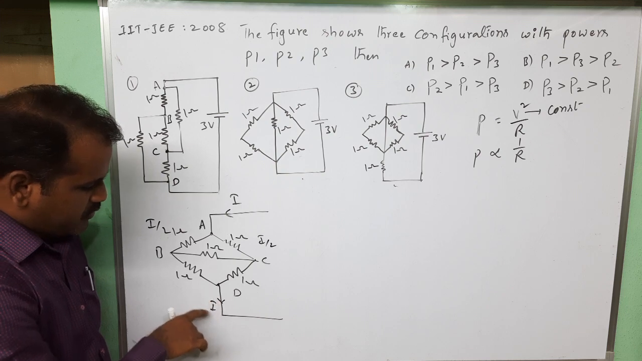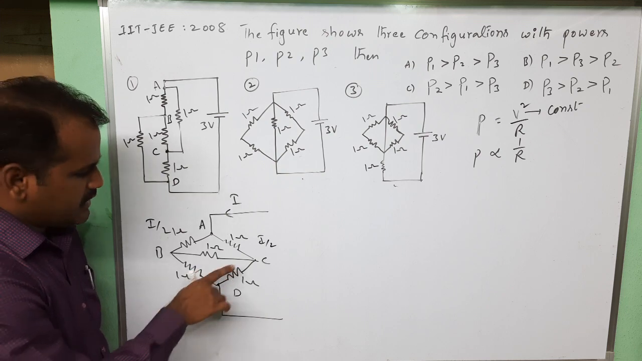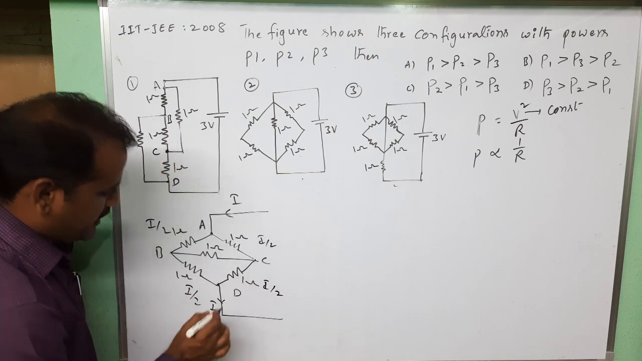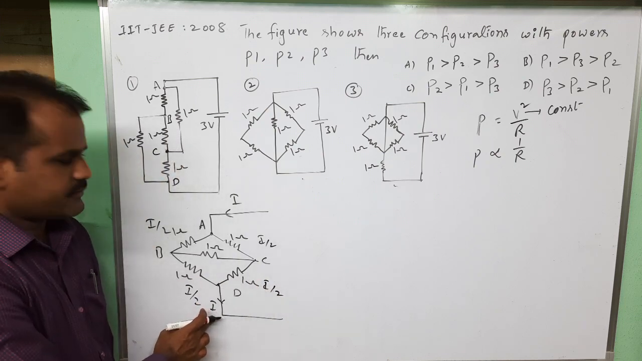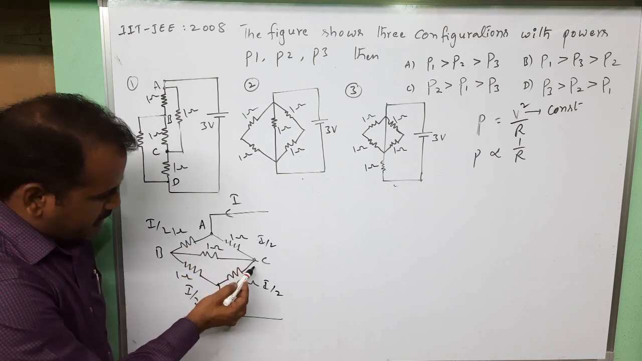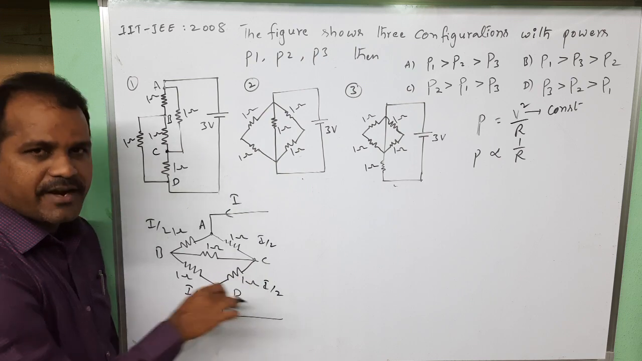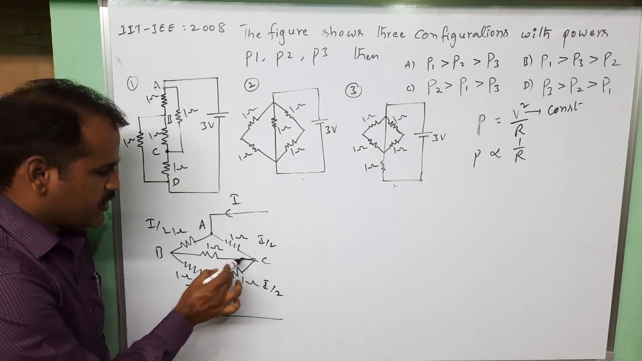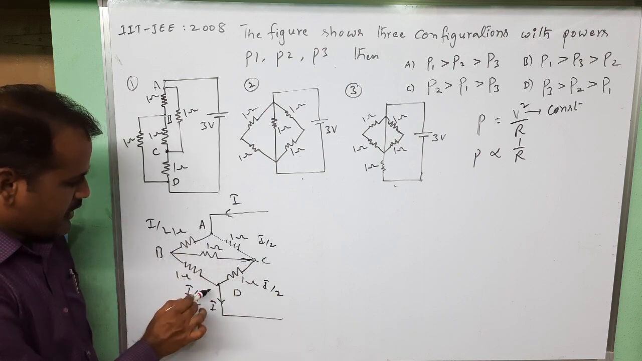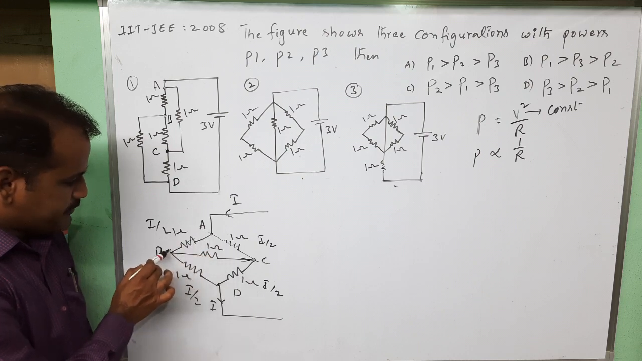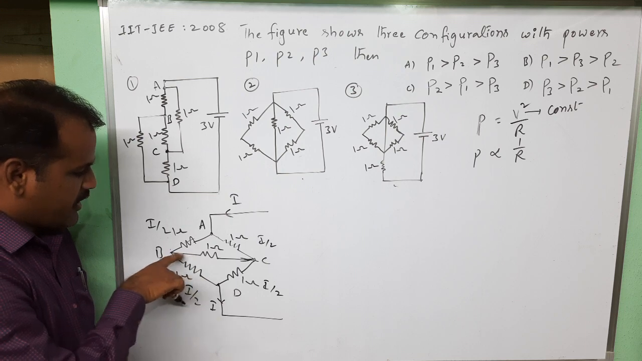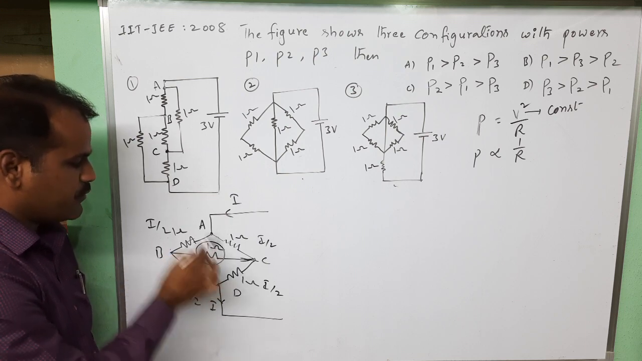To get the total I here, there are two branches. This branch should carry I by 2 current, and this branch should also carry I by 2 current. Then only it will be I. Observe here: in this path I by 2 current is coming, and in this path I by 2 is arriving. That means there should be no current flowing in this resistor. A similar argument applies in this path: here I by 2 is coming, and here I by 2 should go to get I. That means there should be no current flowing in this middle 1 ohm resistor.